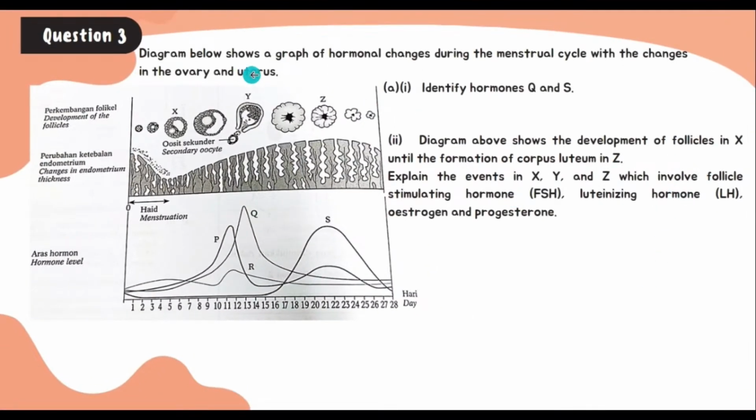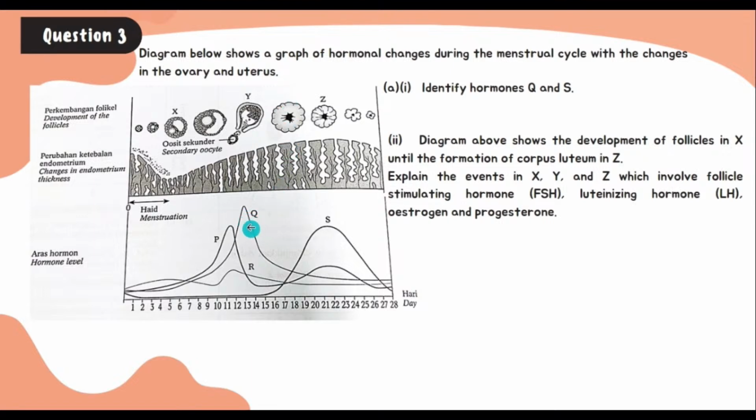Question number 3. The diagram below shows a graph of hormonal changes during the menstrual cycle, with the changes in the ovary, which is the follicles here, and the uterus thickness. Question A1: identify hormone Q and S. Where is Q? Here. And S here. So how to answer this question? It's very simple. You can refer to the follicle as your hint, as your clue.